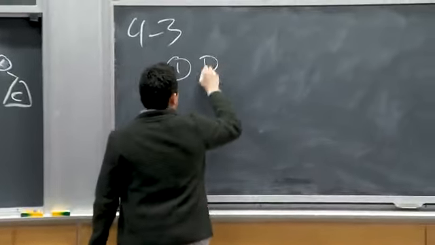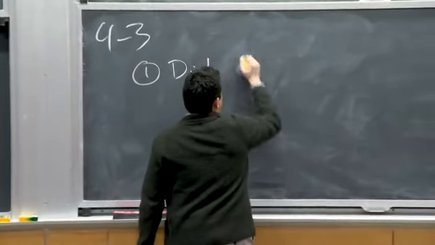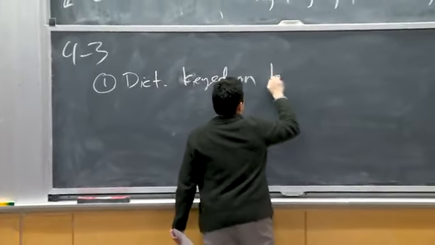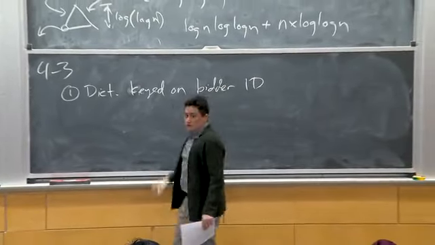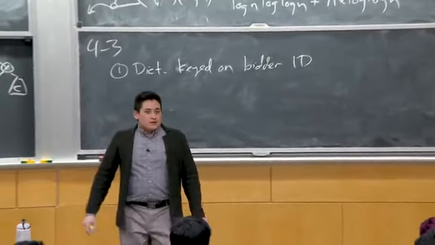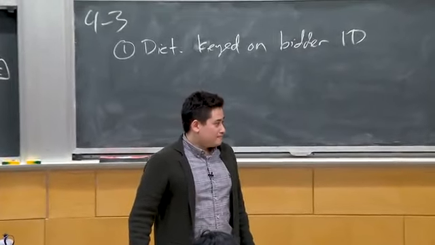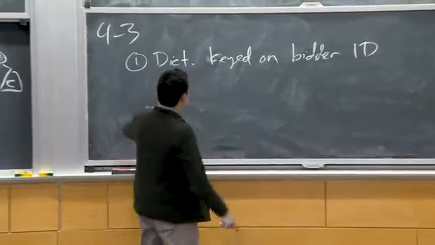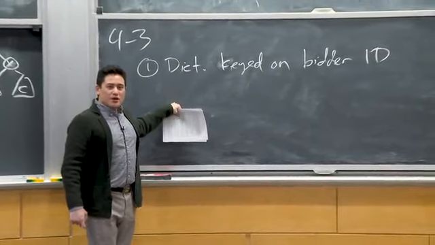One is a dictionary keyed on bidder ID. Okay? What else am I going to want? What's up? The other way around, a dictionary keyed on the bids. Is a dictionary what I want here?